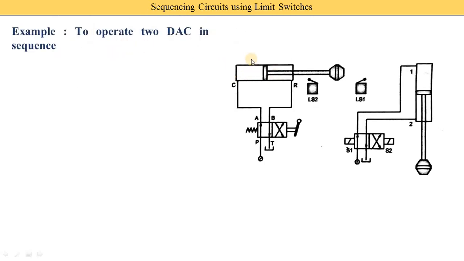Okay, so here you see this is the first cylinder, it is a double acting, with C port and R port. This is the second cylinder, in which we mention the A port and port 1 and port 2, 1 and 2 number is given. Now here we need to control both.